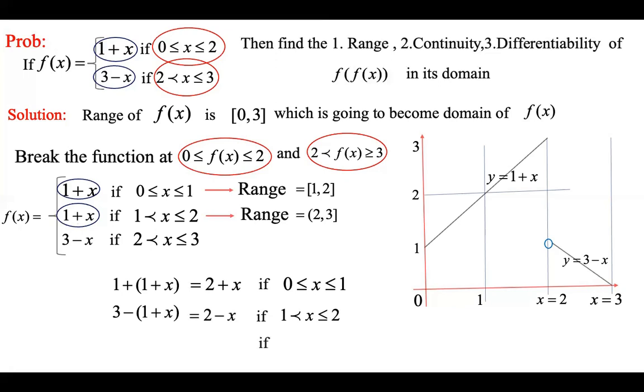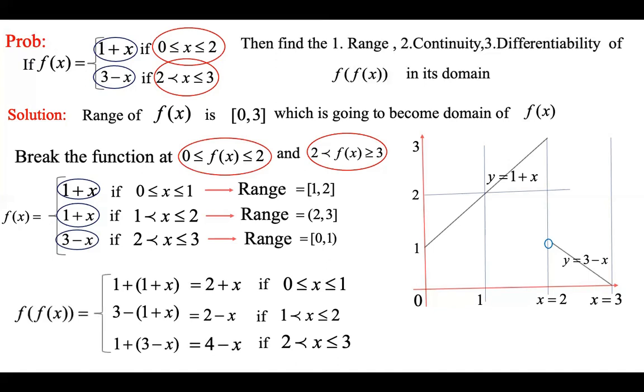Similarly, when x is in between 2 and 3, then for my first f of x, the range is from 0 to 1. When it is from 0 to 1, the second f of x comes in the piece of 1 plus x only. So in that 1 plus x, we are supposed to compose this 3 minus x. That is 1 plus 3 minus x. That is 4 minus x. This is exactly f of x. So we have calculated f composite f of x like this.